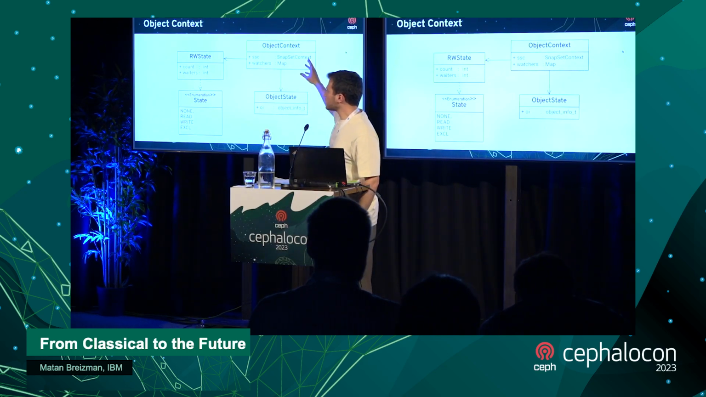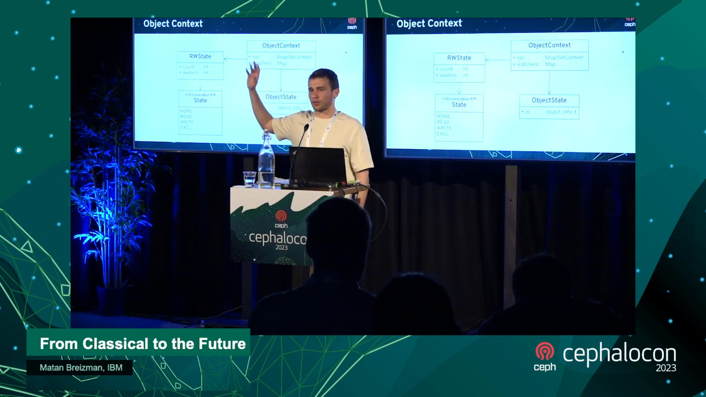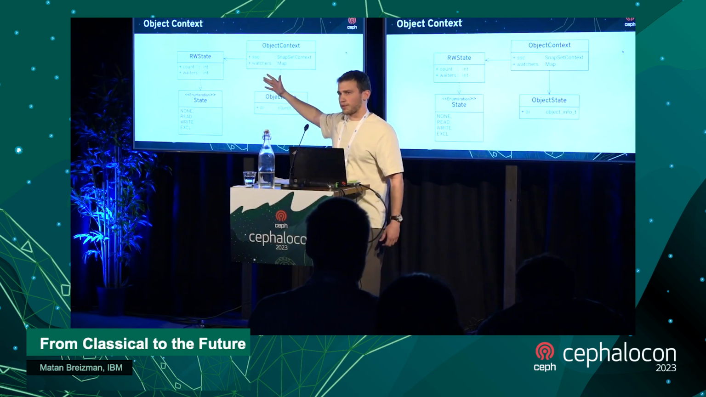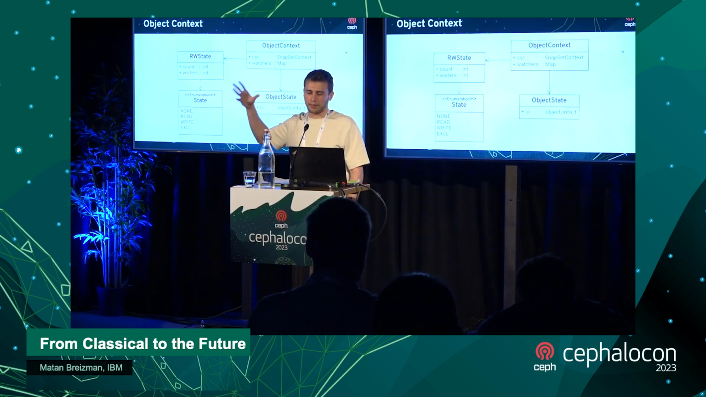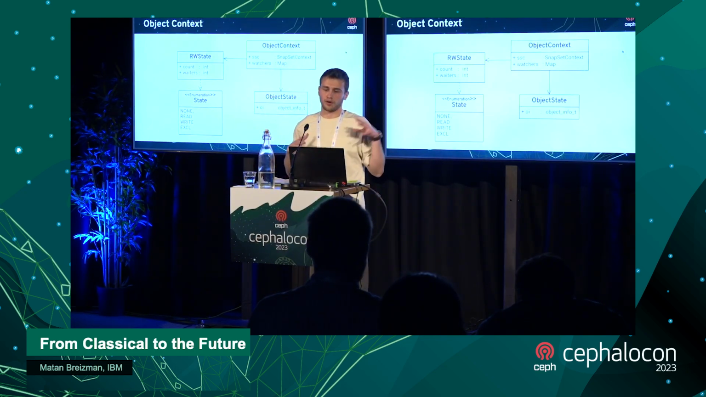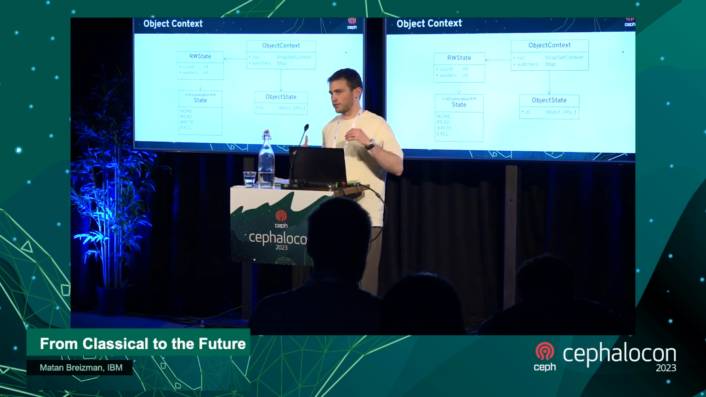So this is a basic UML representation of the object context class, just to have a better understanding of what it has inside. I'll go over its members. It has the SSC, which stands for snapset context. Snapset context helps us have the relevant metadata of snapshot and clone objects and so forth.